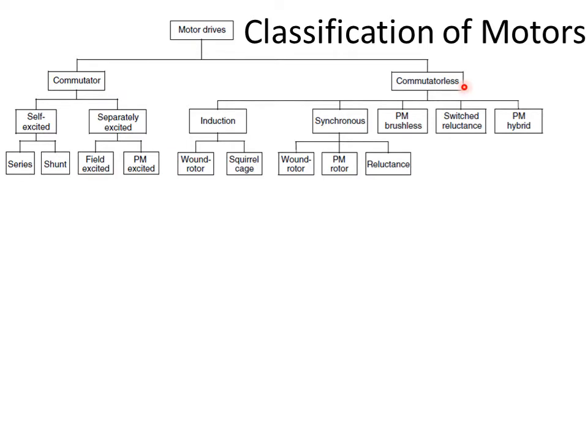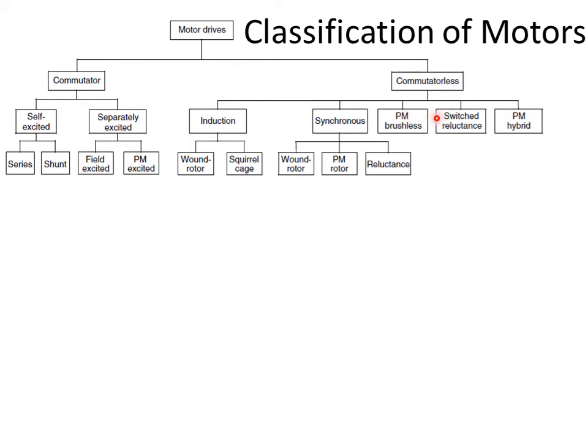And under commutatorless motor there comes the induction motor, which is of two types, a slip ring induction motor and a squirrel cage induction motor, or it can be a synchronous motor where we have a wound rotor, that is, the rotor has windings to which the excitation is given, or we can have a permanent magnet on the rotor for creating the magnetic field, or there are synchronous reluctance motors where there are no windings or permanent magnets. Then another classification is a brushless DC motor, which is also a type of synchronous motor.